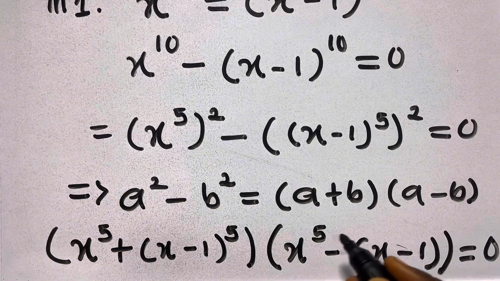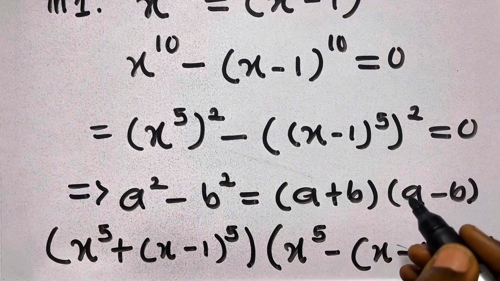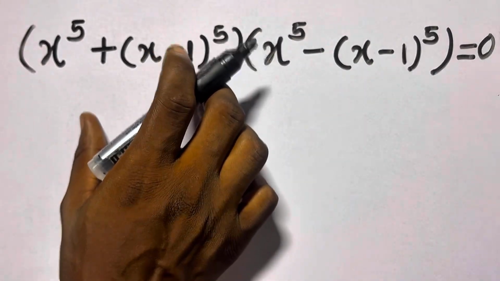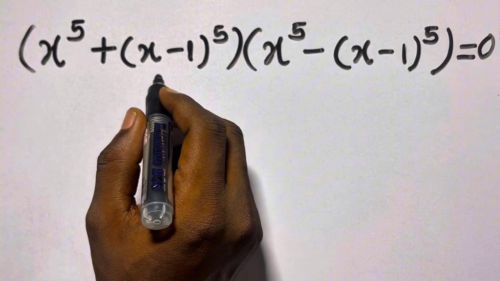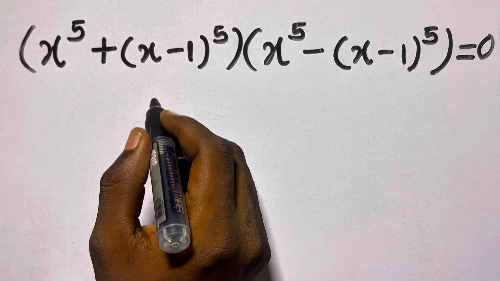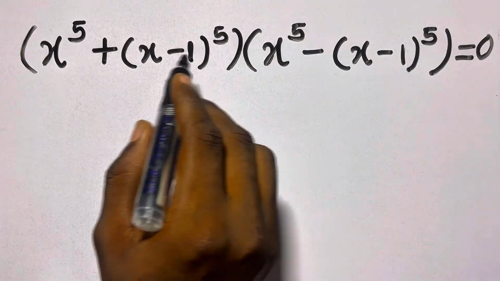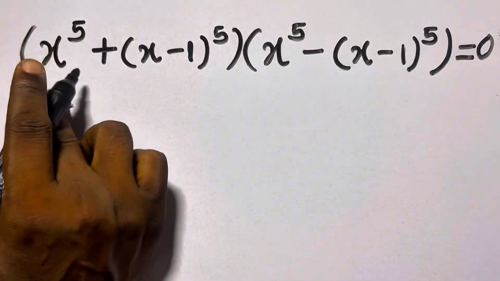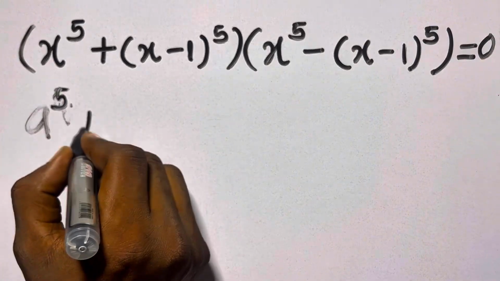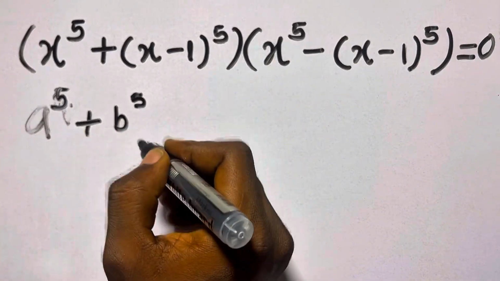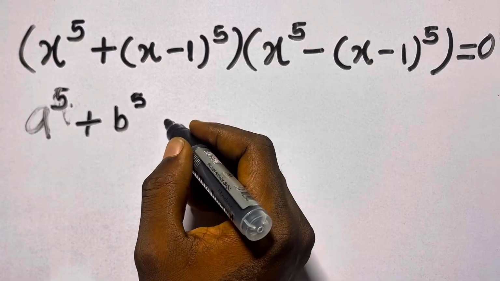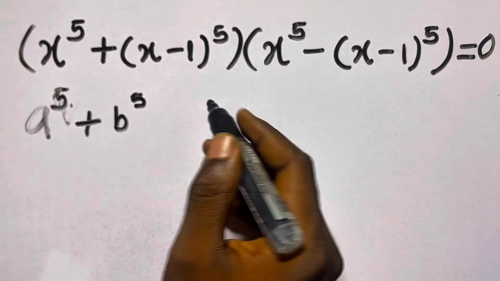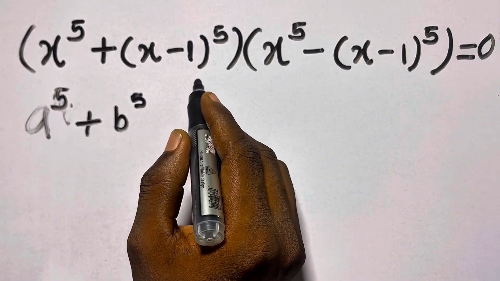All right, I hope you understand it. Let me know in the comment section. What we are going to do now is, we have two factors there, but let's first deal with this one. We want to expand this, and by considering this sum of two fifth powers, we have the identity of a raised to the power 5 plus b raised to the power 5. We'll be using this identity. One of the factors is this, and we are going to deal with this first.